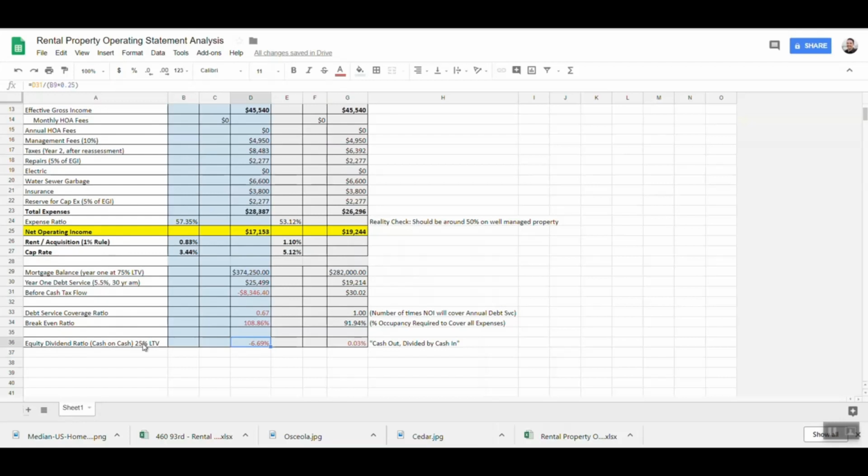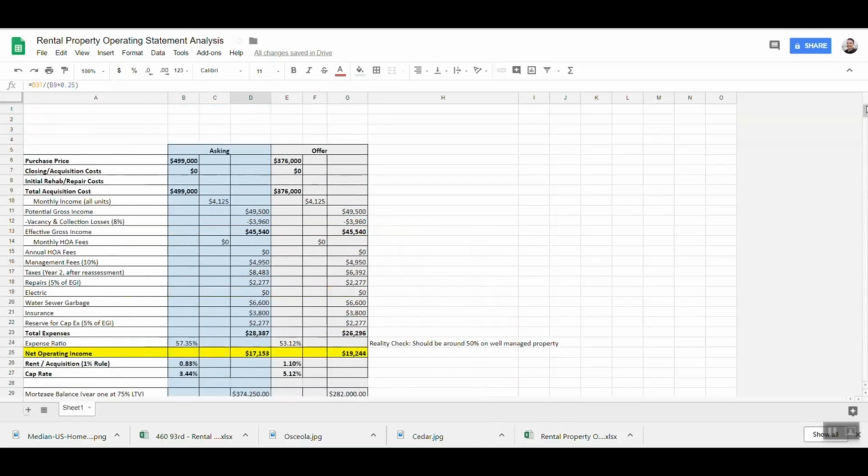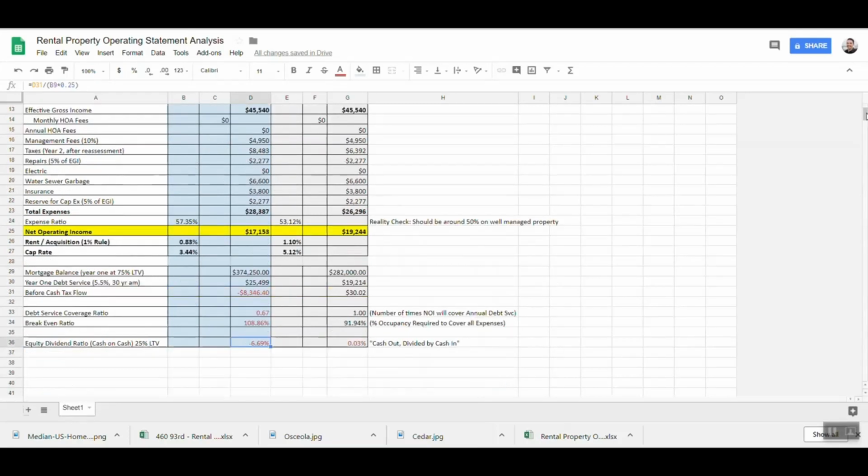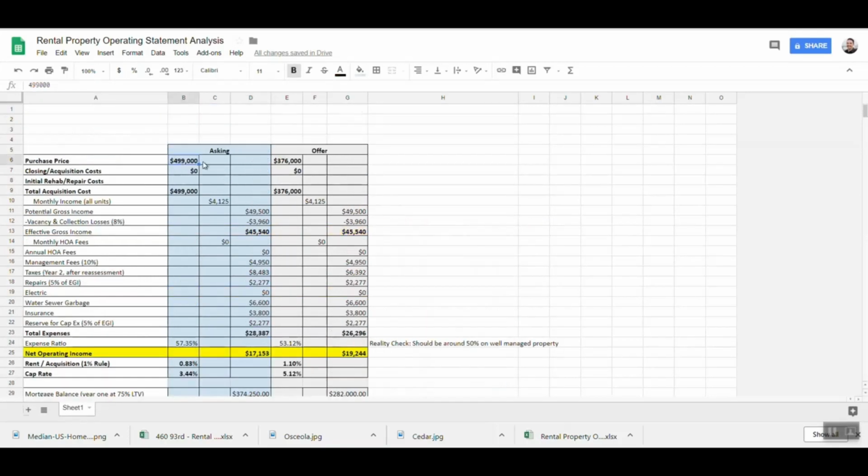Now, let's say we really love this property and we want to know, well, at what point could we buy it? What offer would make sense? I already kind of played around with this and plugged it in, but on this $499K ask, at $376,000 it actually starts to break even. And you can see these numbers here for yourself.